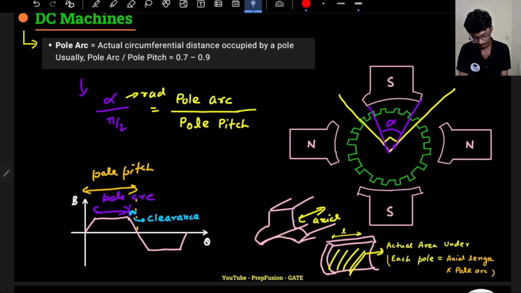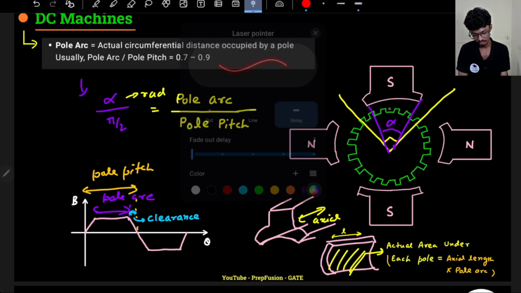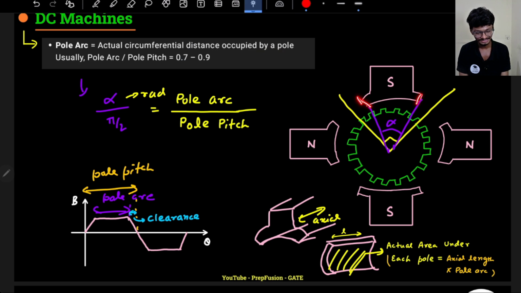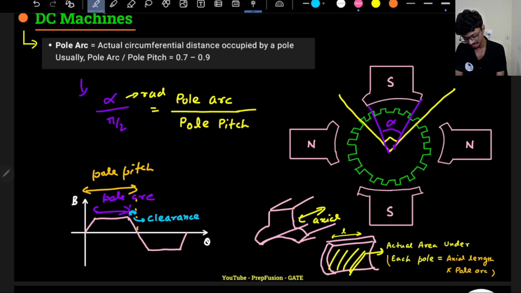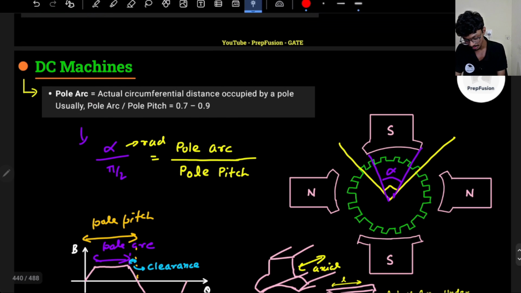But of course it will not totally cover the whole 90, because if all of them cover 90, there will be problems. Mechanically there will be problems. It will cover something less than 90. So that's why this will be pole arc upon pole pitch. Pole arc is generally lower than pole pitch. That's why the ratio of pole arc upon pole pitch is 0.7 to 0.9.